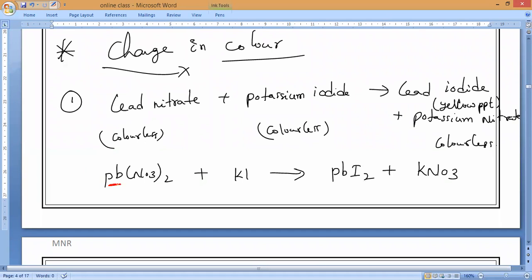Lead here is 1, so here also 1. But iodine here is 2, and here iodine is only 1. Yes or no? So what can we keep? Now, if I balance iodine, potassium becomes 2. So in the product also you have to keep 2 potassium nitrate. Now, there are 2 nitrates on the left, one nitrate and one nitrate. Here only one is there, but by keeping 2, here also it will become 2. Yes or no? Yes, sir. That's all. So this is the balanced equation.